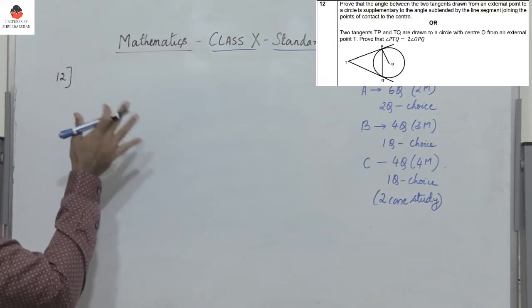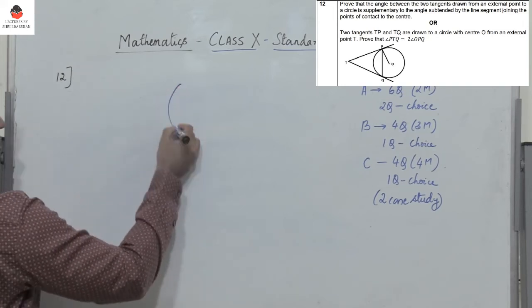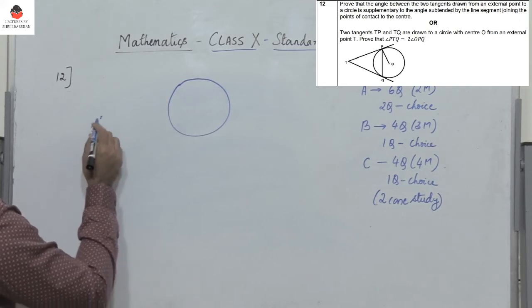Question 12. Again, there's an internal choice. 2 easy questions. Prove that the angle between the two tangents drawn from an external point to the circle is supplementary to the angle subtended by the line segment joining the points of contact at the center. So what do we have to prove? There is a circle and you have a point P.